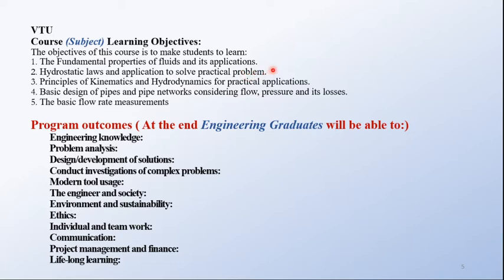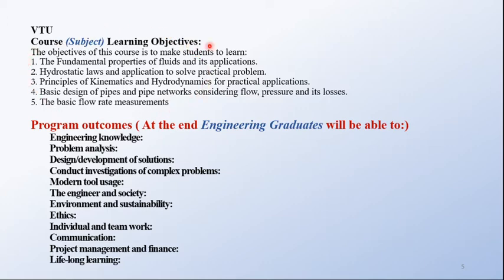Number three is principles of kinematics and hydrodynamics for practical applications. Number four is basic design of pipes and pipe networks considering flow, pressure and its losses. The fifth objective is the basic flow rate measurements. Now, these are nothing but short-term goals. By the end of this particular study of fluid mechanics, you should be knowing this.